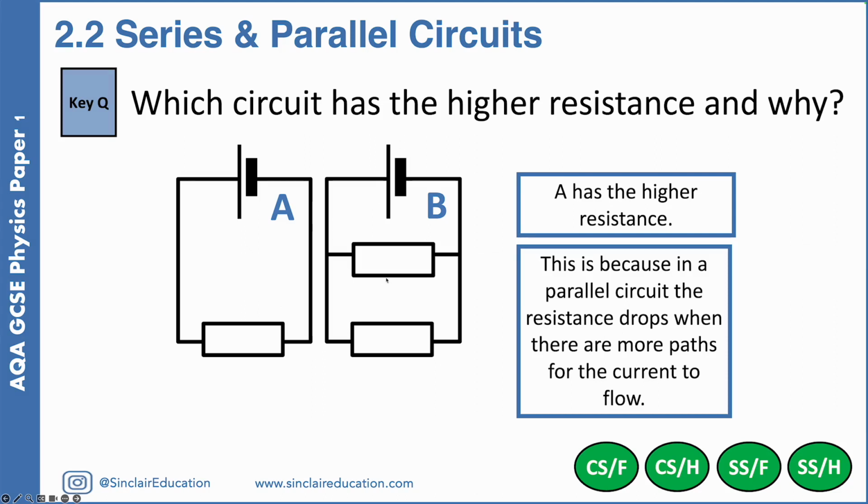So every time we add an extra branch to a parallel circuit, there are more pathways for that current to flow, and the resistance decreases. Because there are twice as many paths that this electron could now take, the resistance is actually halved by adding in an extra resistor.